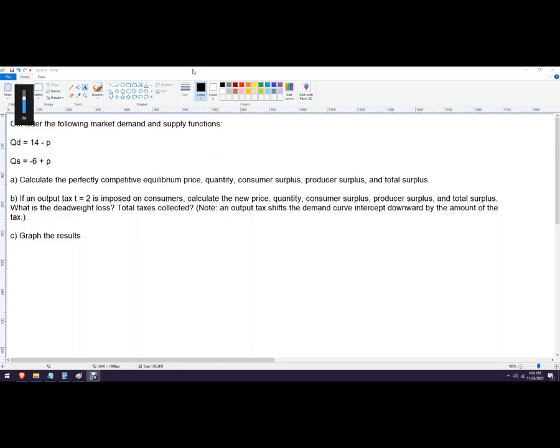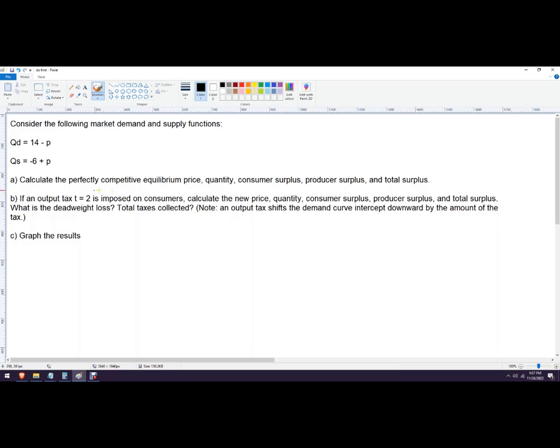In this video, we're going to figure out the competitive equilibrium price and quantity, consumer surplus, producer surplus, and total surplus. Then we're going to add a tax on the consumers, making the consumers 2 monetary units poorer. So in this problem, we don't know what monetary unit that is. It could be pesos, could be rubles, could be anything you want it to be, dollars, whatever, Bitcoin, whatever.